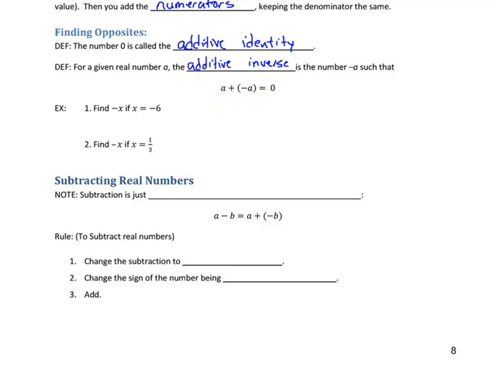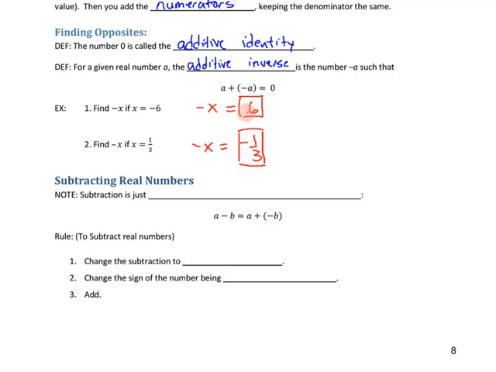So for example, if the number that I'm starting with is negative 6, what is the additive inverse? What gets me back to 0? That is, what is negative x? Negative x would be a positive 6. Right? It's the opposite sign of that number. What is negative x on this one? If x is 1/3, what do I have to add to 1/3 to get back to 0? What's the additive opposite? It's negative 1/3. That is the additive inverse of 1/3.